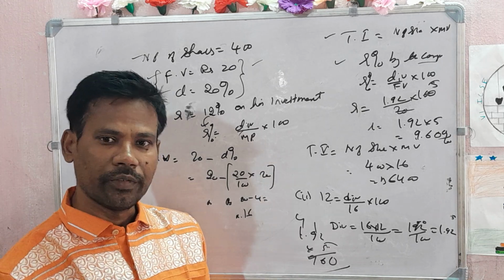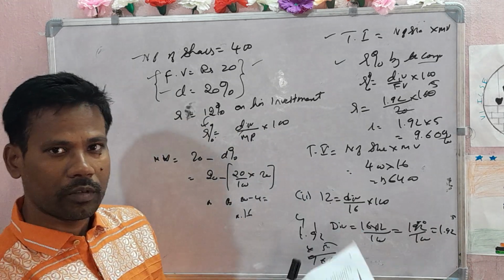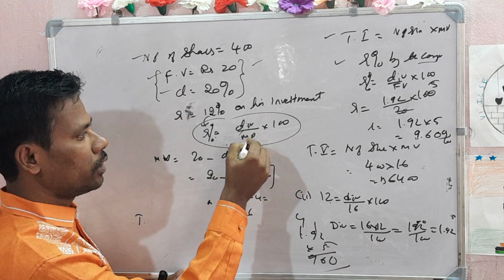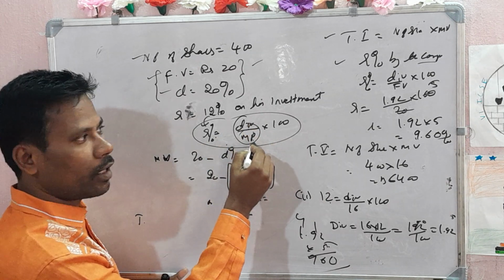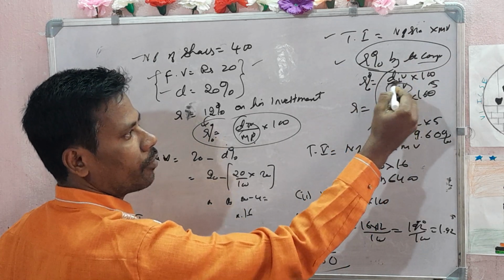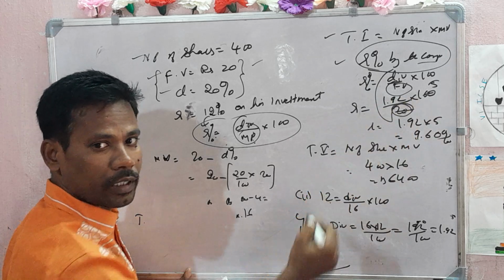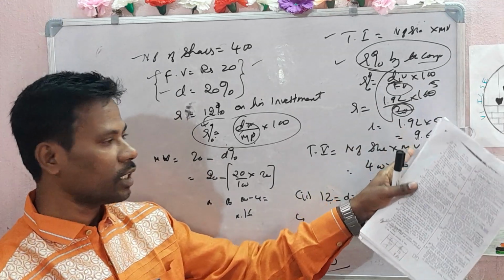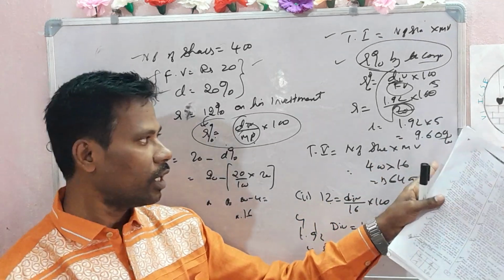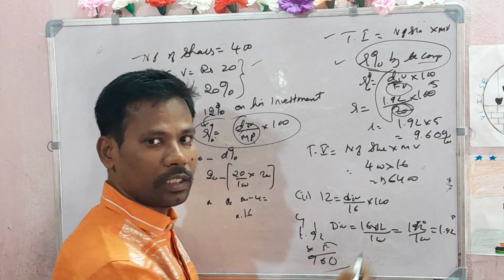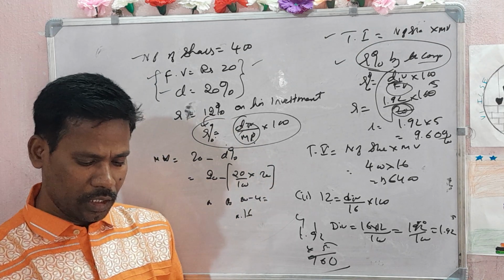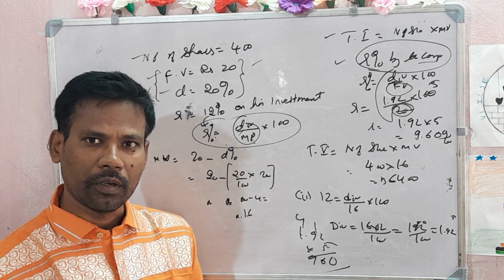Is it clear? Very simple, straightforward question. You just need to remember these two formulas. Rate percentage on his investment is based on the market value. Rate percentage given by the company means you should write face value into 100 instead of market value. So there ends the solution. It is very simple. And what is the rate? 1.92 into 5 is 9.60. So it is a typical question but very simple.